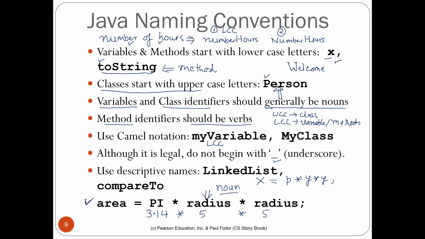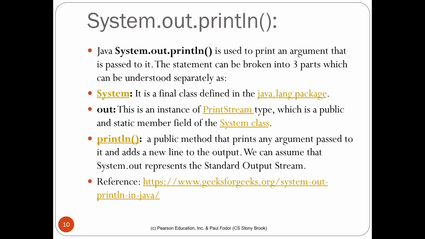But if you would have written the same statement in this way, where in place of x you write area, in place of p you write pi, and in place of y you use the variable radius, then this will be more readable than what I have here. So that's the point: use descriptive and meaningful names. If you are creating a linked list, better call it linkedList. Alright, let's move on.